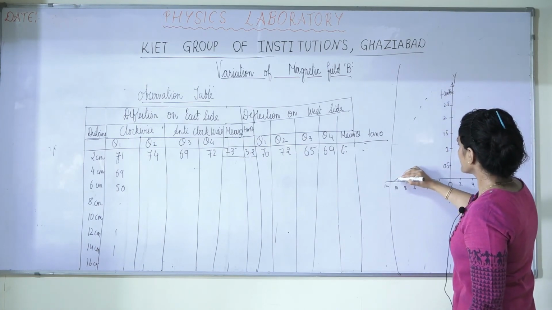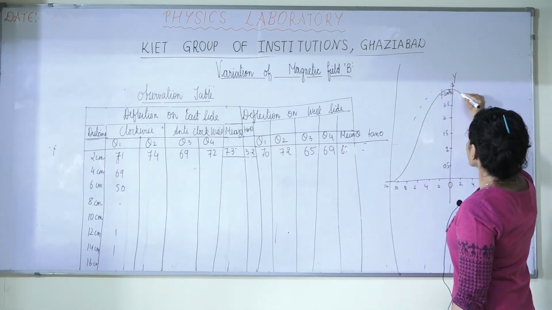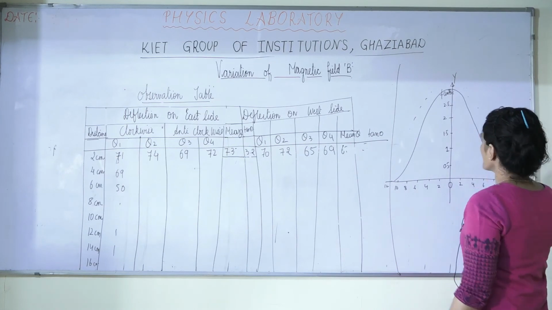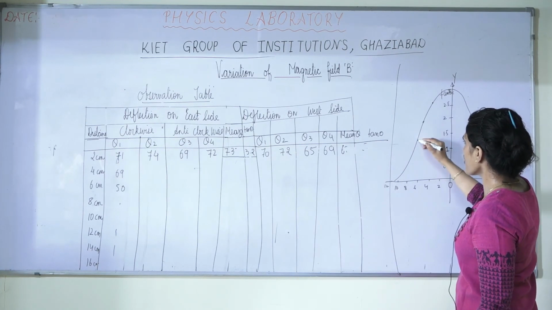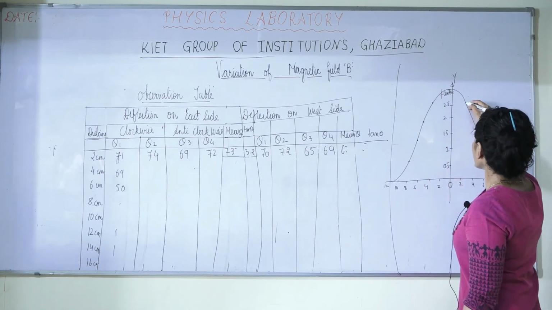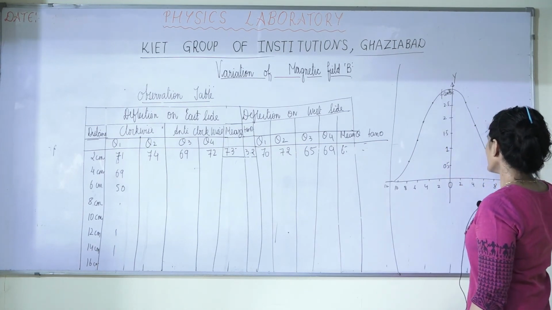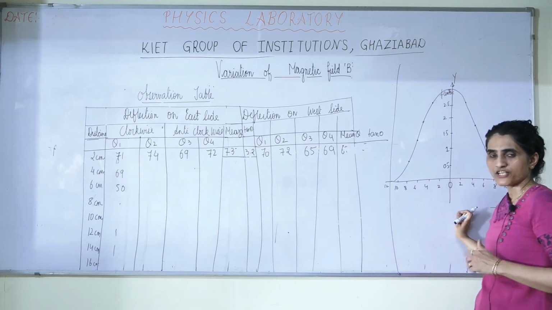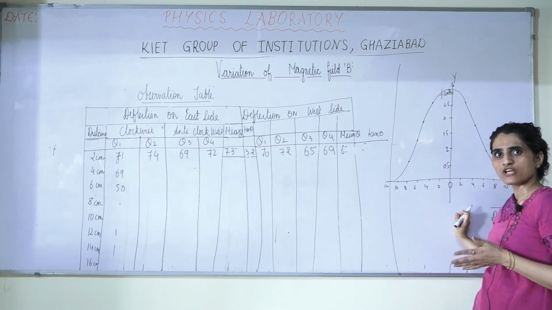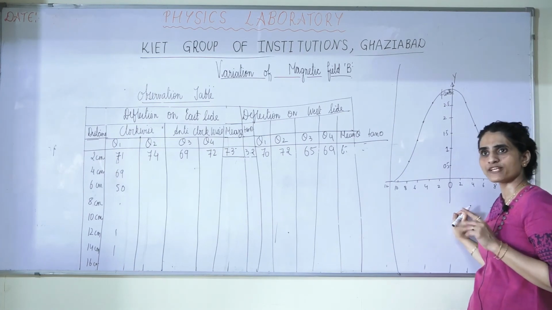If I draw the graph with a free hand, not joining the points, I will get a pattern of this sort. And never join point to point. While drawing a graph, never join point to point, always draw the graph with a free hand.